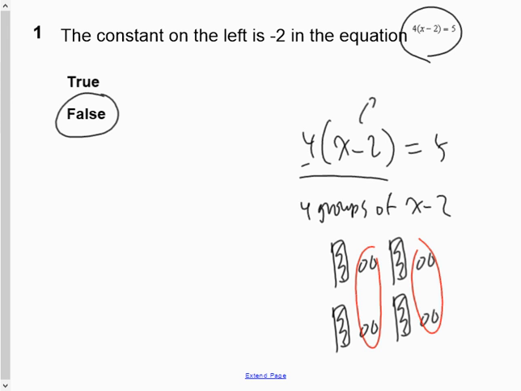Now, another way we could have seen that is because this is multiplication, I could have actually expanded it using distributive property to see that 4 groups of x minus 2 is 4x minus 8. And since this is the same, I can now clearly see that the constant in this equation is minus 8. So the constant, when I expand it, is clearly minus 8.